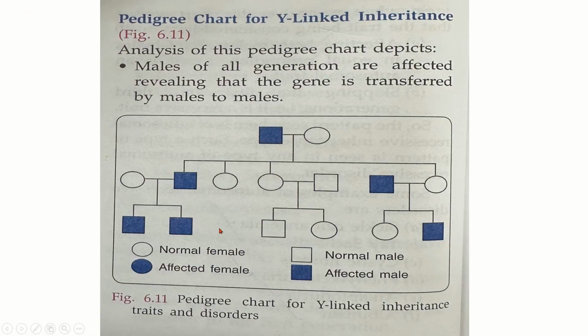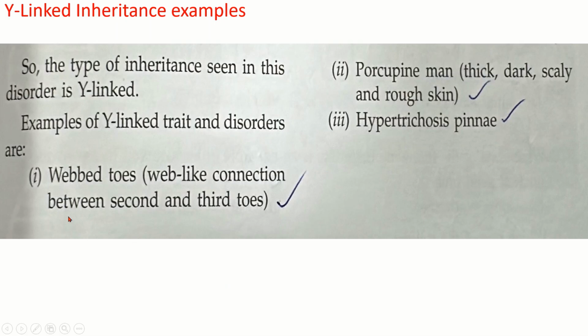So Y-linked inheritance, males of all generations are affected. You can see every generation male is affected. Because the father transmits Y, and here also the father transmits Y. That's why this is Y-linked inheritance, also called holandric inheritance. Few examples: webbed toes, porcupine man, thick, dark, scaly and rough skin, hypertrichosis of the pinna.